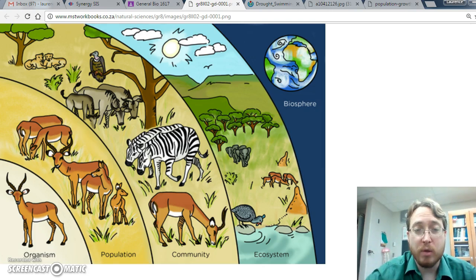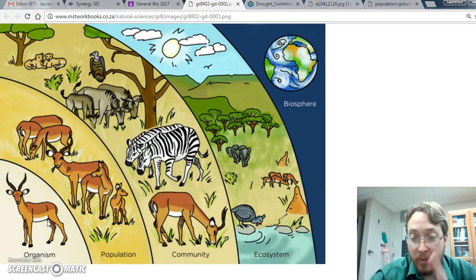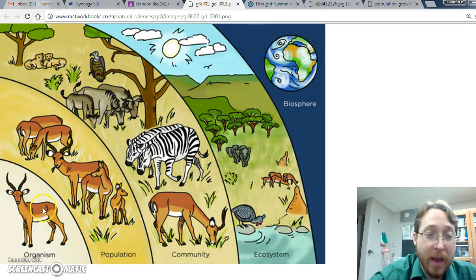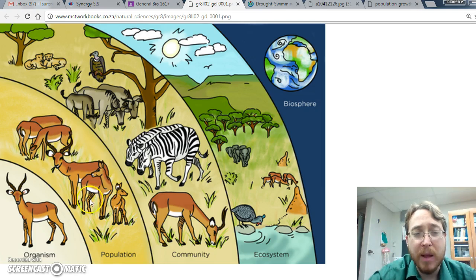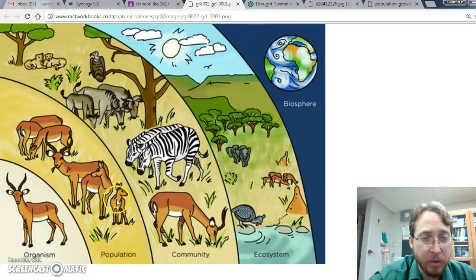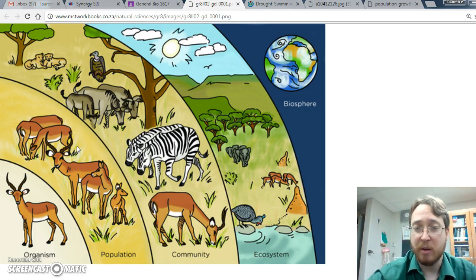A population is one of the divisions of an ecosystem. We start with an organism, one living thing, and it could be a plant or an animal. But when you look at all of the members of that particular species living in the ecosystem, that is a population. So if you've got one deer, but then you have 1, 2, 3, 4, 5, 6 deer in this ecosystem, then the population of deer would be 6.